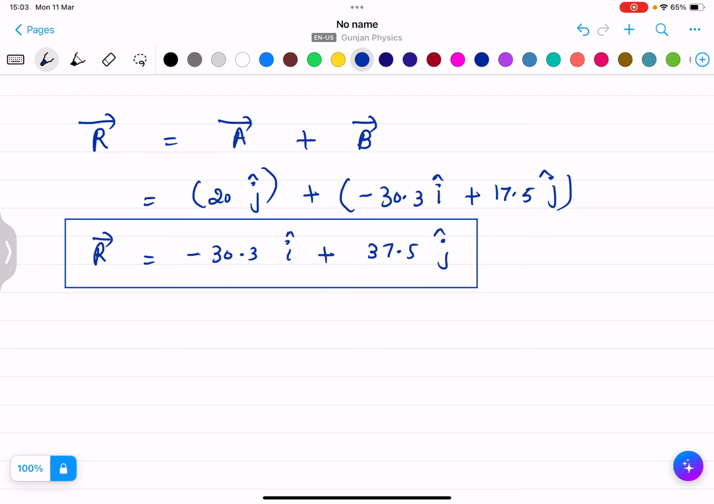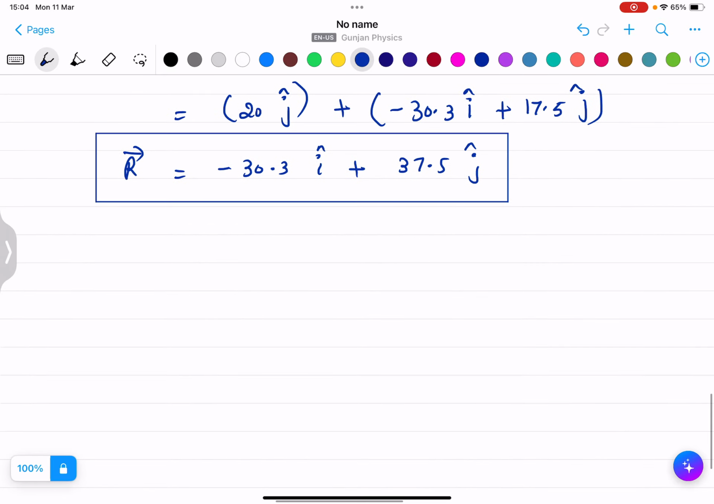This is my resultant vector. And if I need to calculate the magnitude of the resultant vector, then it is very simple. If I need to calculate the magnitude, you all know the formula: R equals under root x square plus y square.